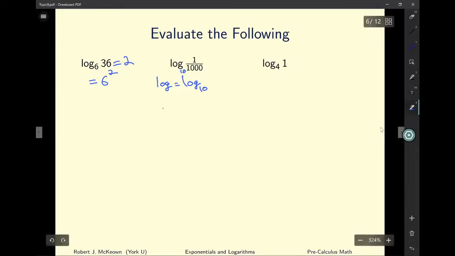And so 10 to the power of what is going to give us 1 over 1,000? Well, it's going to be 10 to the negative 3. That's equal to 1 over 1,000. It's equal to 1 over 10 cubed. And so this thing is going to be equal to negative 3.